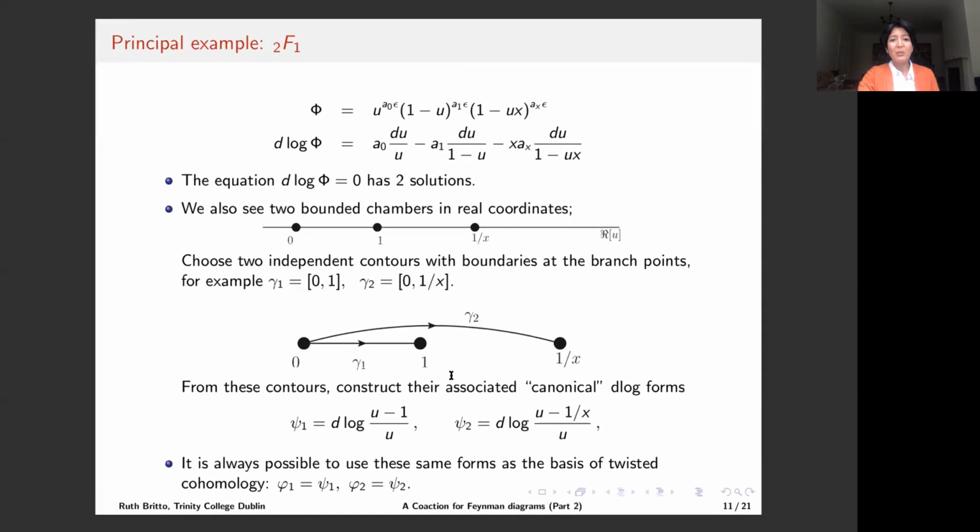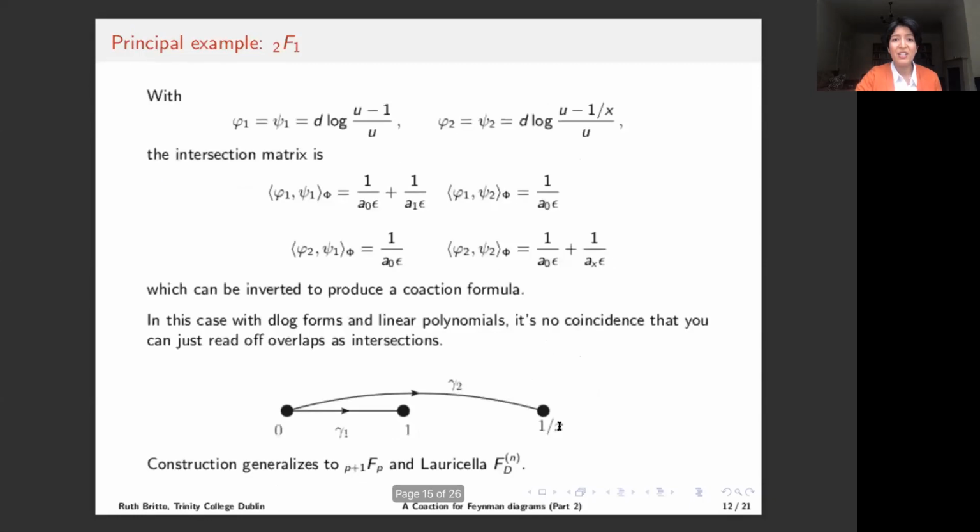Okay, so then we would like to construct their canonical forms. These are the canonical forms that have d-log singularities precisely at the boundaries. So psi 1 is the canonical form associated to gamma 1. Psi 2 is associated to gamma 2, and has those d-log singularities. And so it's always possible to use these same forms as the basis of twisted cohomology. So we've started with homology, the integration contours, and now we've constructed their canonical forms. That's fine. So now we can construct the matrix of intersection numbers.